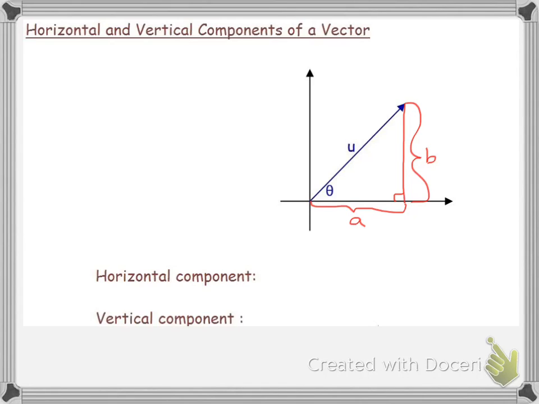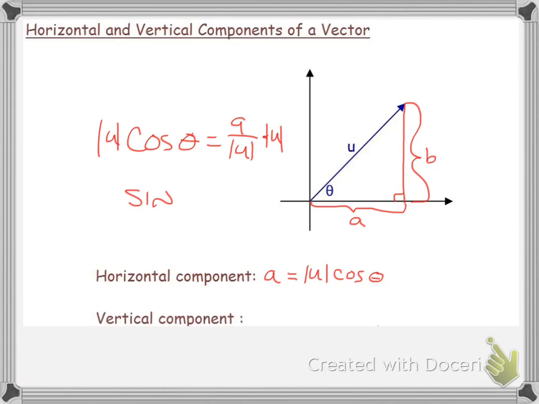The horizontal component is going to be, let's work it out here. Cosine of theta would equal the adjacent, which is a, over the magnitude of u. And then to solve for a, I would need to multiply by the magnitude of u. So I get the horizontal component a is equal to the magnitude of u times the cosine of theta.